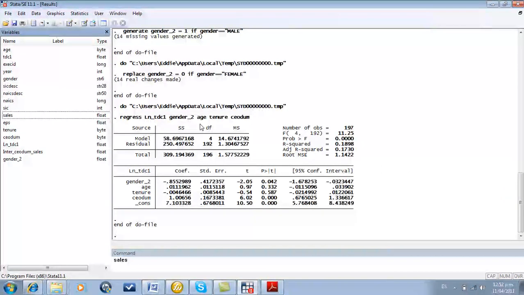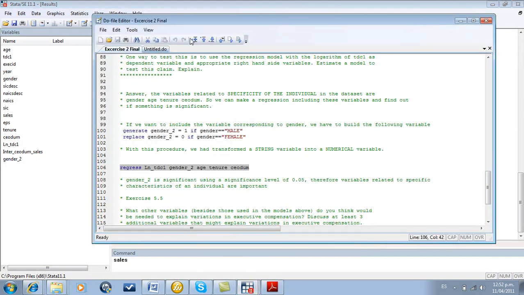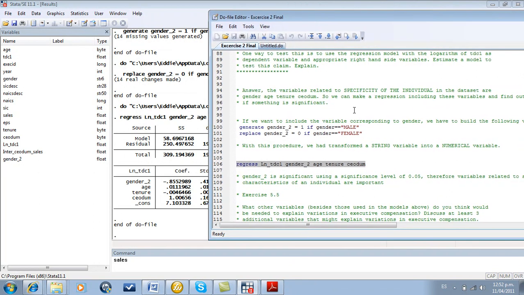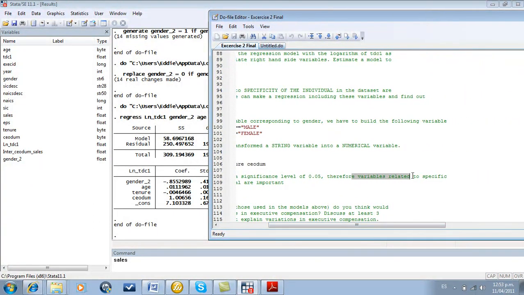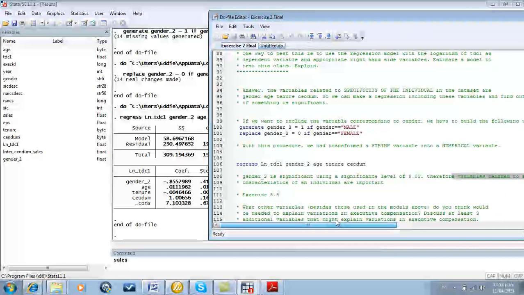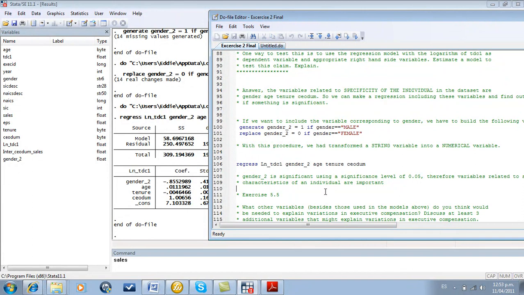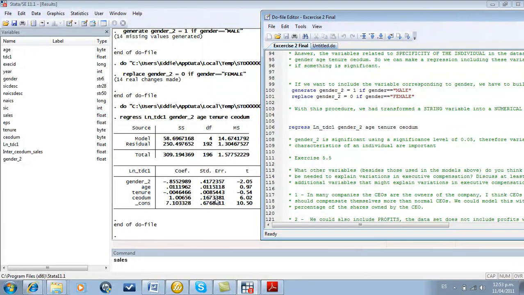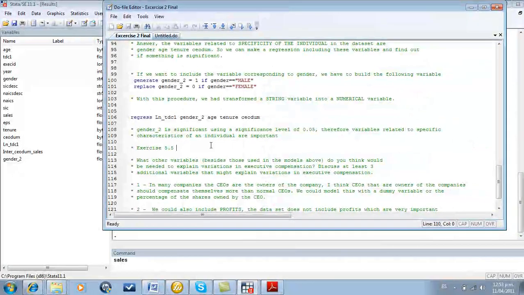Perfect. Our regression is over here, and as we can see, gender 2 is significant at the 0.05 level of significance. Therefore, variables related to a specific characteristic of an individual are important. Well, that's my conclusion, and I have proved it with statistics. Okay, so let's continue.